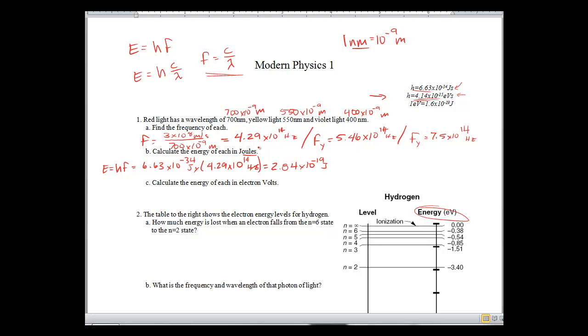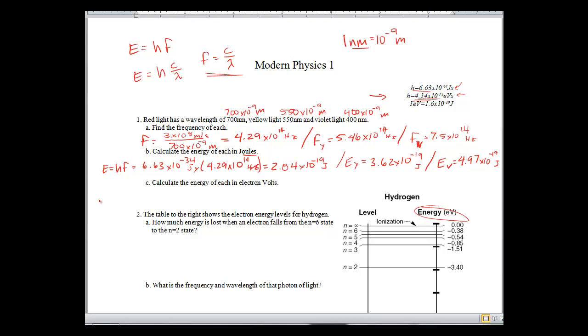And again, that's really small, but that's because we're in joules and we're talking about a very little bit of energy per photon. When you do the energy for the yellow light, you take Planck's constant, multiply it by this frequency, and the yellow light comes out to be 3.62 times 10 to the negative 19th joules. And when you get the energy for the violet light, you're going to take the frequency of the violet light, multiply it by Planck's constant, and you're going to get 4.97 times 10 to the negative 19th joules. That's the energy of this light in joules.